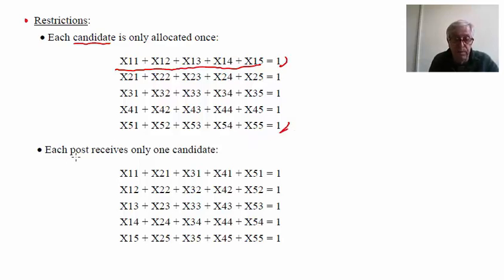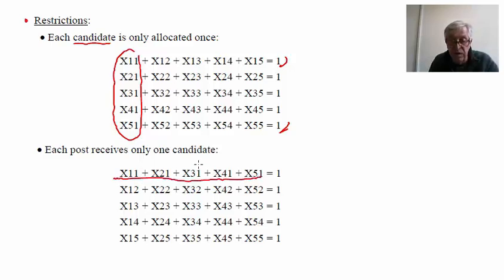So in terms of the posts, each post will receive only one candidate, and what gives us who is assigned to each post are the variables that are in the columns. So the first column of the matrix corresponds to the assignment of the first post. So this is what we have here. So these are the variables in the first column. So this is the assignment corresponding to the first post, to the second one, and to the fictitious one.